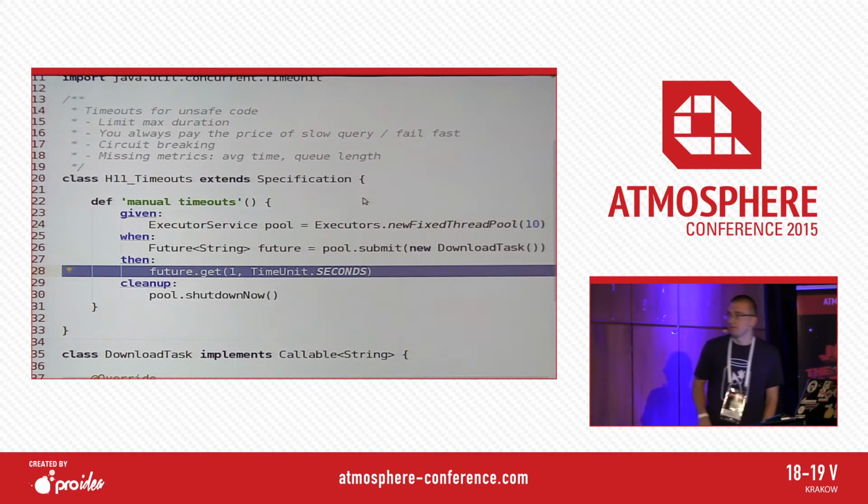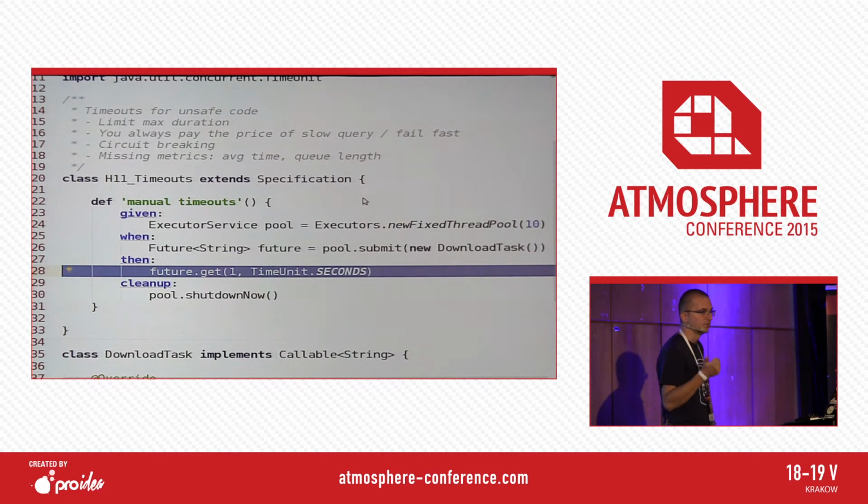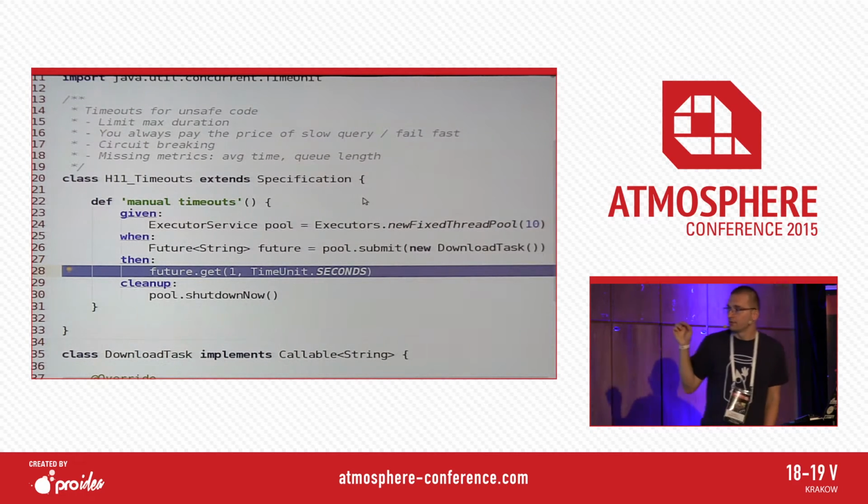And it also misses a lot of other stuff. For example, I would like to have a lot of metrics here. I would like to know what the average queue length over time is. I would like to know what the execution time distribution is, and so on and so forth.